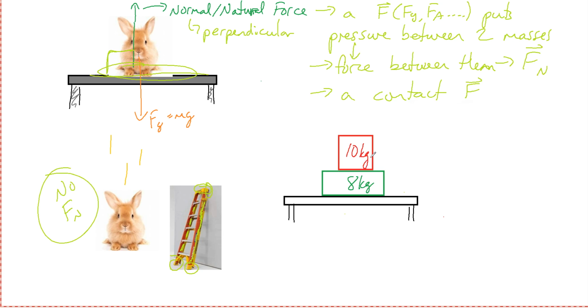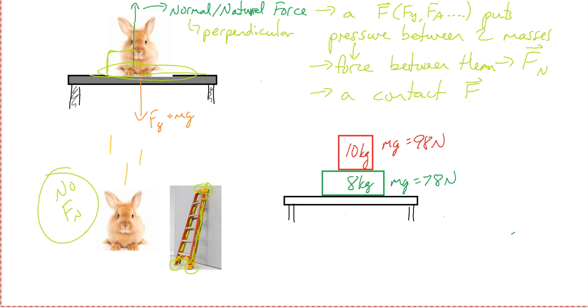So this has to do with gravity for this one, so I'm just going to do the mg's to get them out of the way. The mg for the red box is really easy. That's 98 newtons. And the mg for the green box is also really easy. We just do the 8 times 9.81, and the weight of that box, rounding off, is 78 newtons.